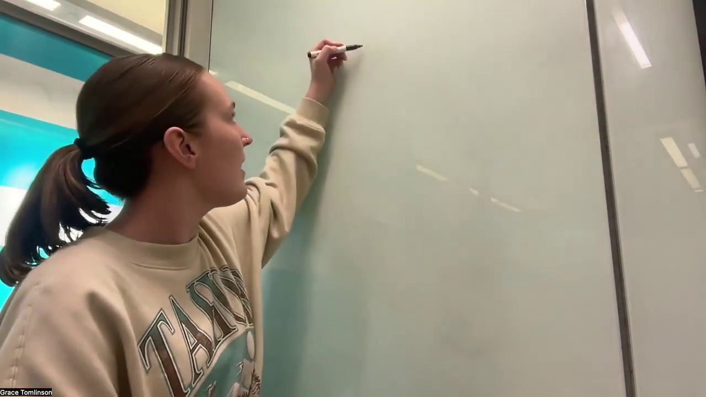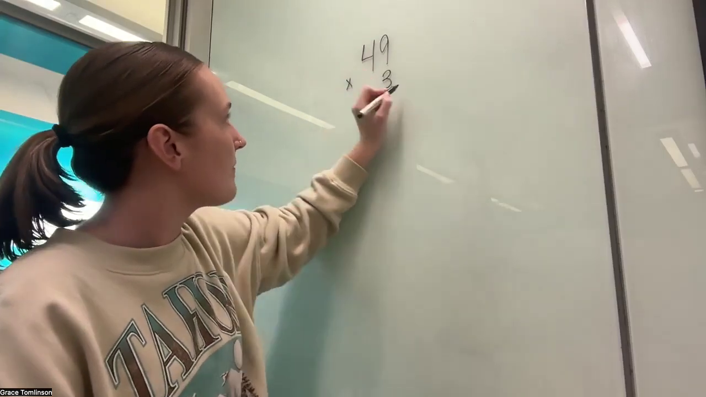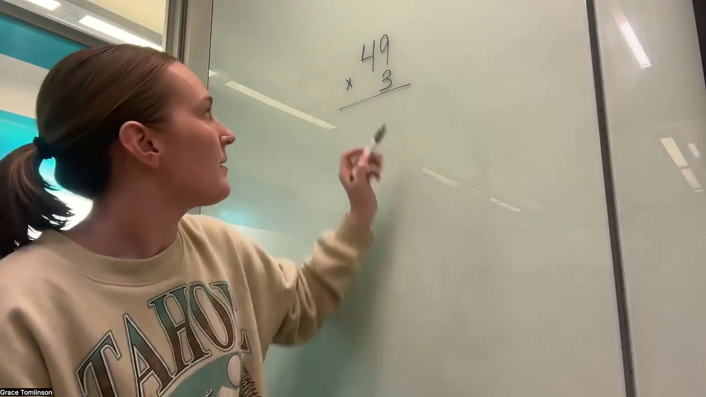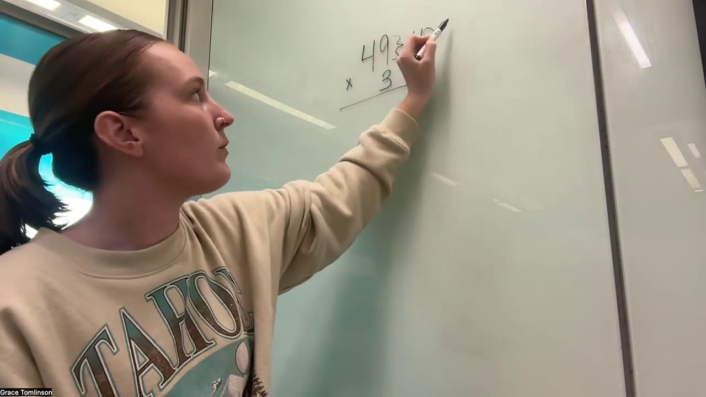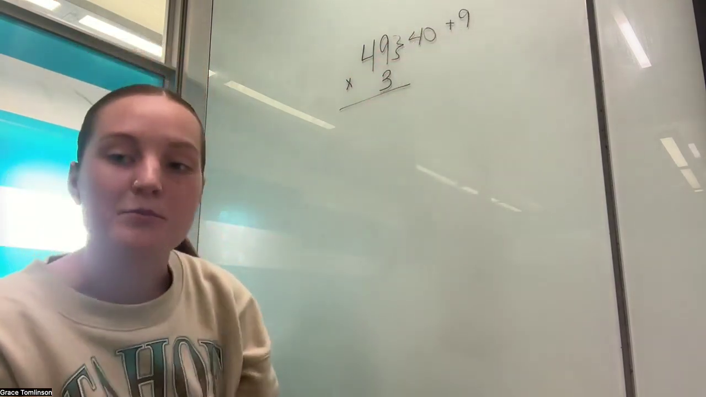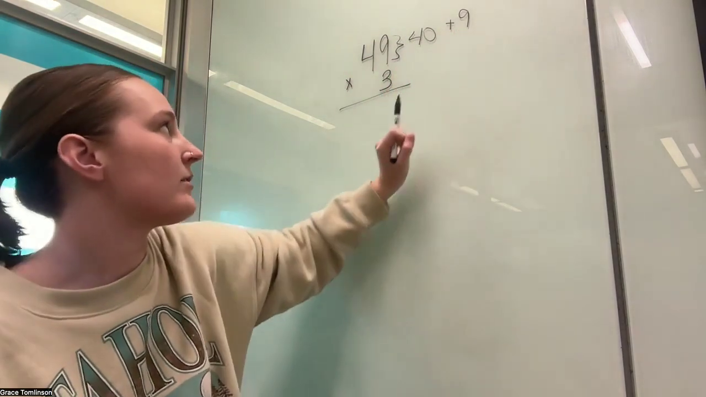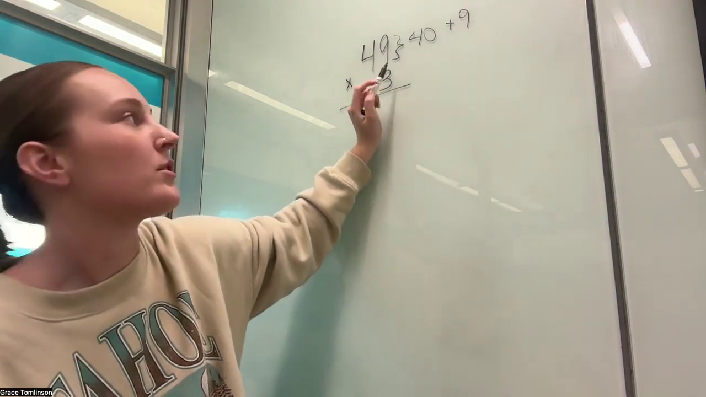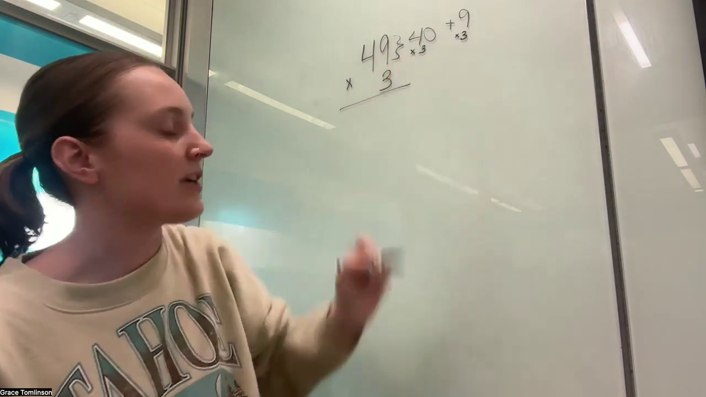So we're going to start out with thinking about 49 times 3. When we're thinking about 49 times 3, this 49 we can also think about as 40 plus 9 and break it down by place value. But even though we're breaking it down into two numbers instead of one, this 3, we still have to multiply that. So it'd be 40 times 3 and 9 times 3.